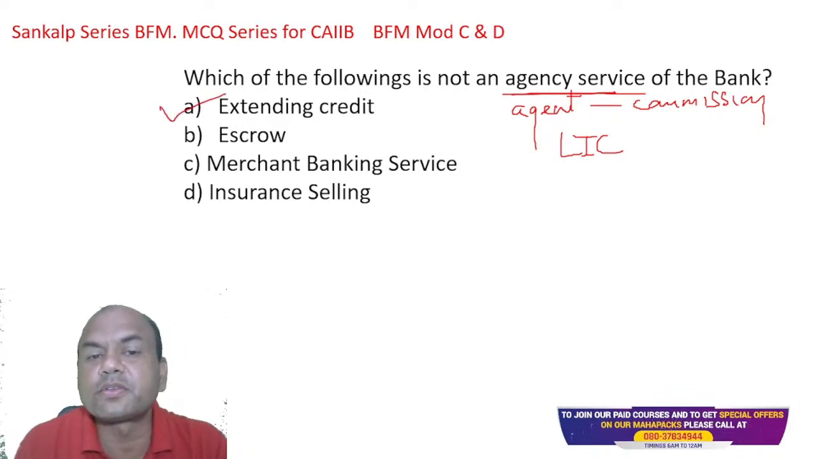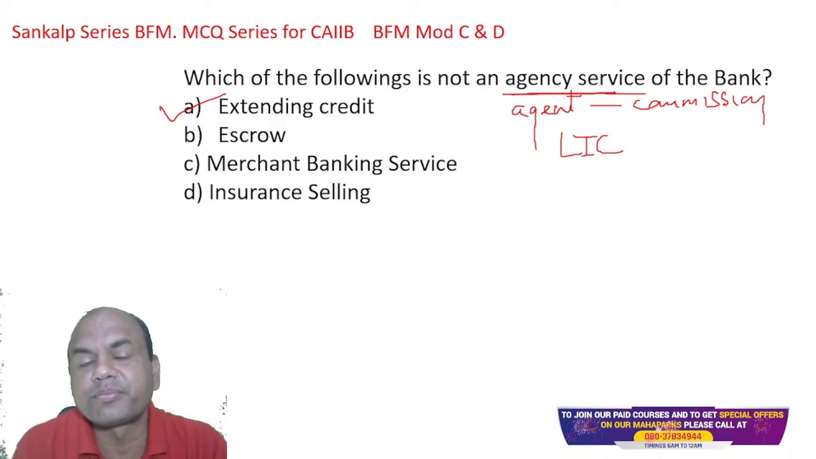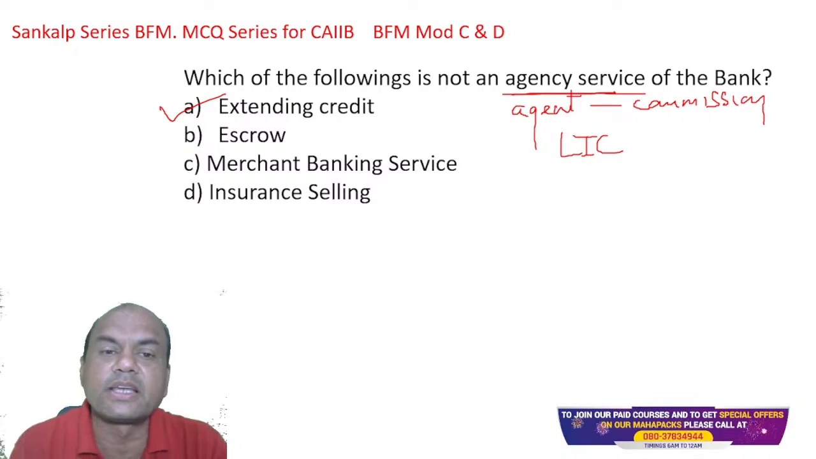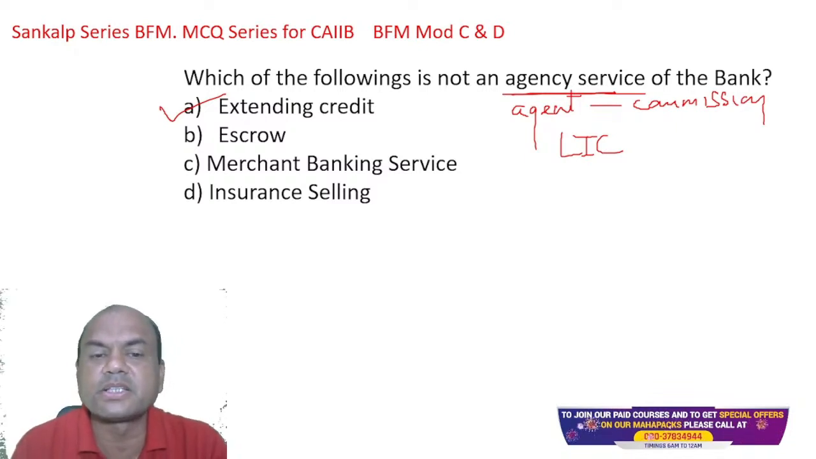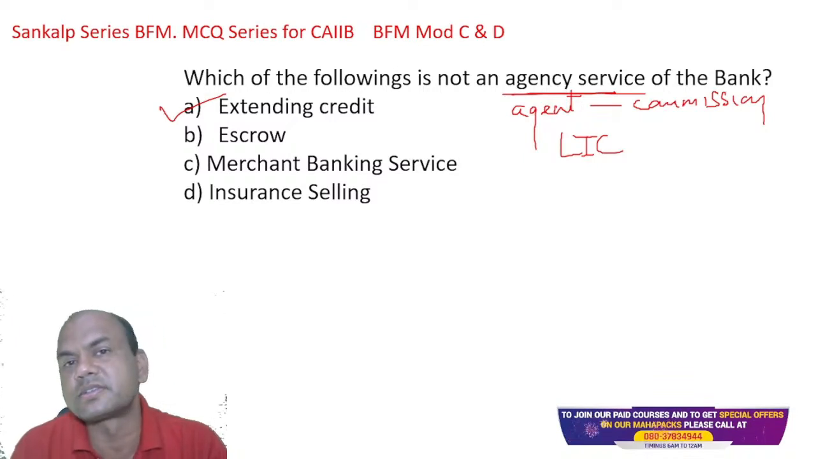It is the core business of the bank. What is the basic business of the bank, right? Deposits and loans. So extending credit is a basic business. Escrow, merchant banking services, and insurance are all agency services.